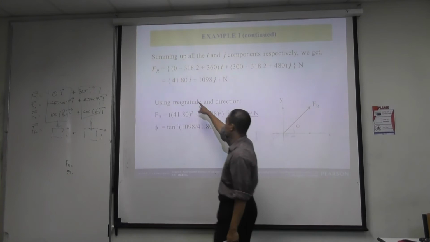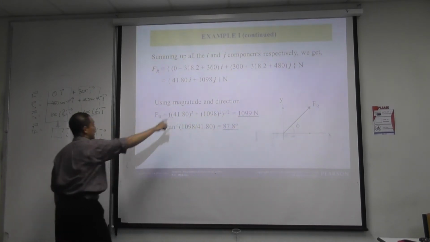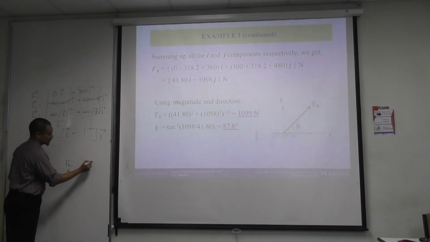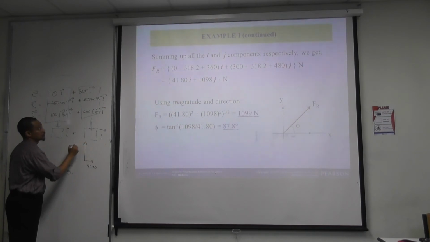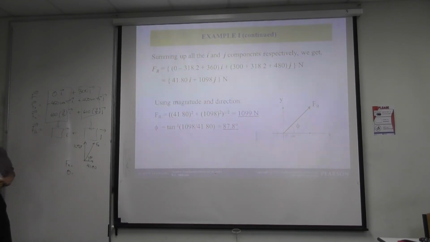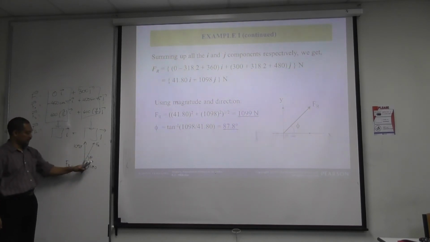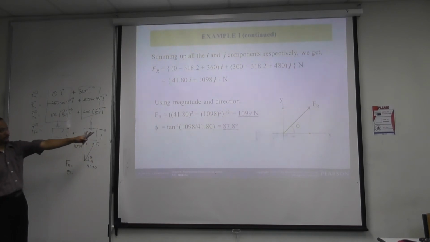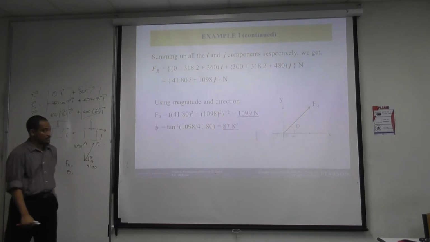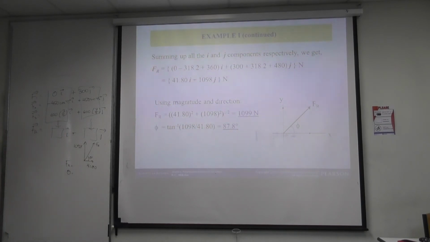It is this one, right? 41.8 and 1098. What that means is the x component is 41.80, the y component is 1098. So FR is here, theta is here, and you can calculate as such, right? This is Pythagoras. This one is just tangent inverse, right? And that will be the answer. Any question?